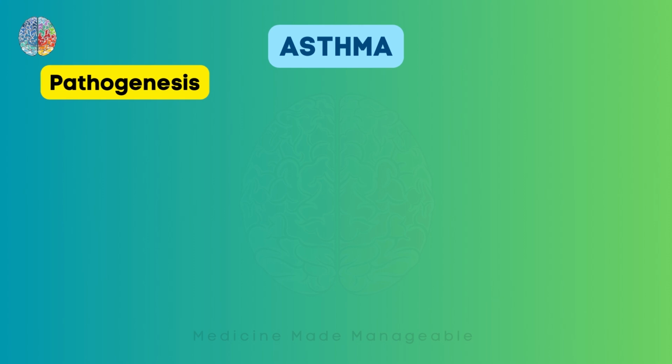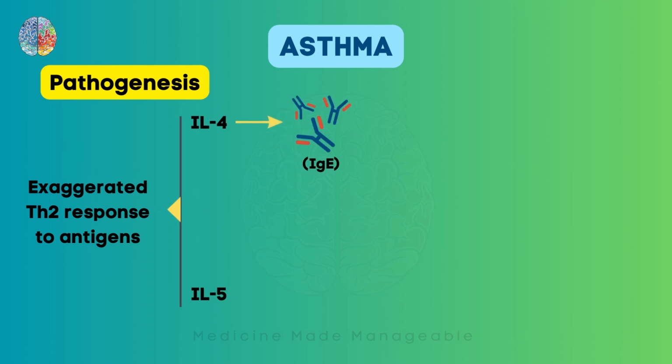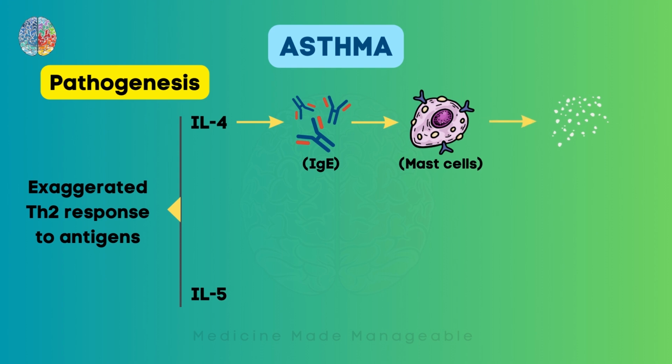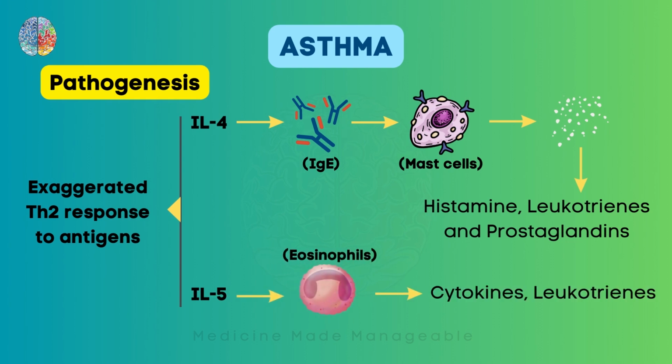Let's dive into it. There is an exaggerated Th2 response to the antigens. And as we just saw, the allergens can range from cold to even cigarette smoke. This will lead to release of interleukin 4 and interleukin 5. Interleukin 4 will increase IgE. Now IgE will go and attach to the mast cells, which will cause their degranulation. Some of the substances released are histamine, leukotrienes and prostaglandins. Interleukin 5, on the other hand, will activate eosinophils, which will release more cytokines and leukotrienes.